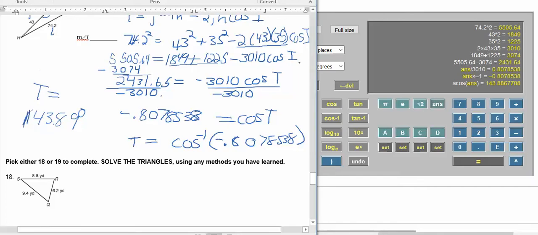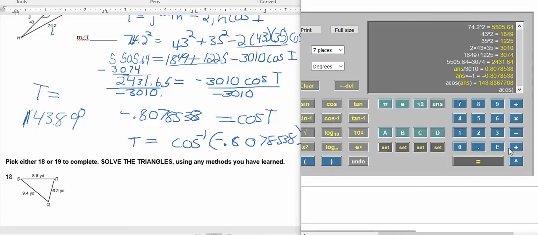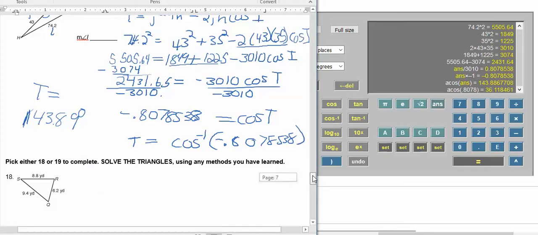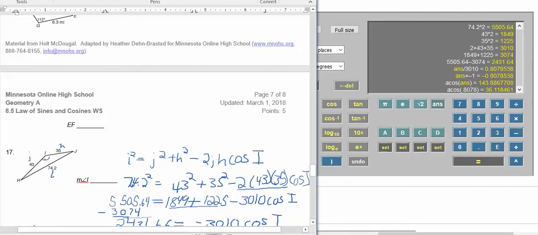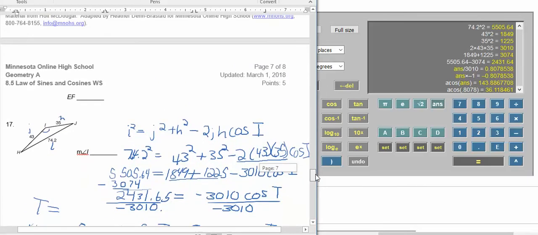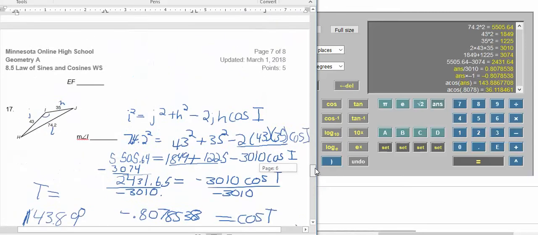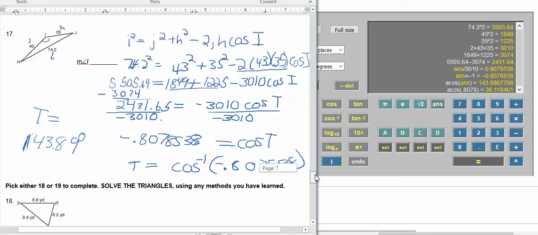If I had forgotten the negative, if I took the inverse cosine of 0.8078, this would be quite wrong. It'd be 36. And then when you look back at your picture, if you got 36 for an answer, you'd be like, how can that angle be a measure of 36? It seems way too small. That's an acute angle, and this is clearly obtuse. So you can kind of double check yourself and see if you forgot a negative.